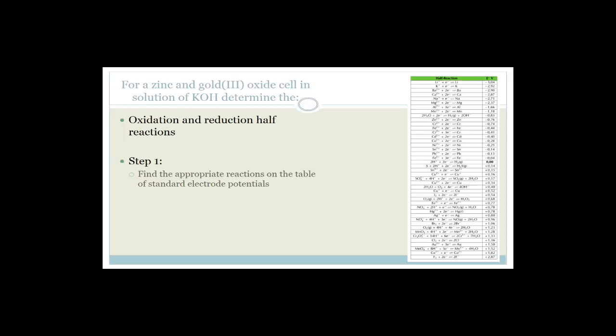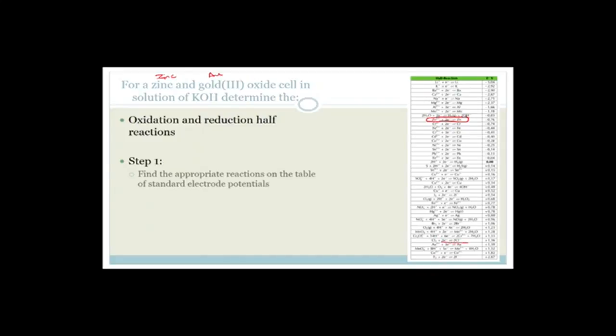It says, for a zinc and gold oxide cell in the solution of potassium hydroxide, determine the oxidation and reduction half reactions. So that's the first thing we're going to do. Step one, we need to find appropriate reactions on the table of standard electrode potentials. So what do we want? We want zinc, because they gave us the zinc, and we need gold, Au. So we go down, down, down, we find zinc over here, and if we keep going down, we find Au3+ over there.